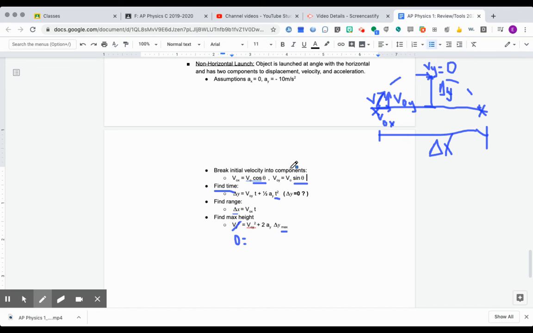The initial velocity in the y we already solved for in the first step. We know acceleration is negative 10 meters per second squared. Negative because we're opposing the force of gravity. And then we solve for our maximum height.